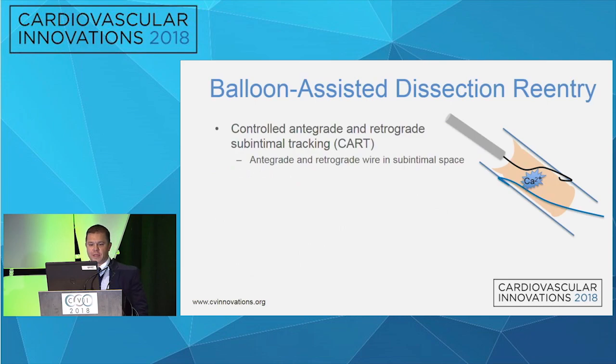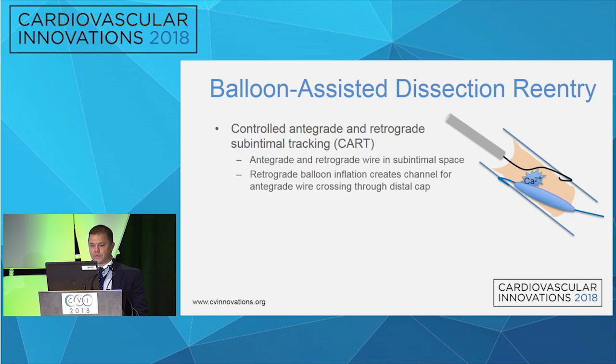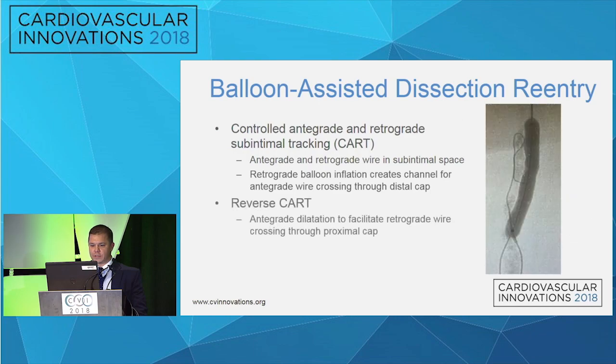However, more often I find that controlled antegrade and retrograde subintimal tracking, or CART, can be helpful, and frankly reverse CART, but we'll go through CART, which is where both wires from antegrade and retrograde are in your subintimal space. You're having trouble meeting the two, so you inflate a balloon retrograde, and that allows for a microchannel to develop, and you can redirect your wire and cross the lesion.